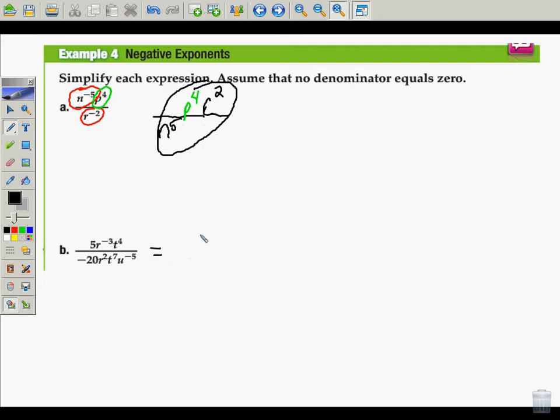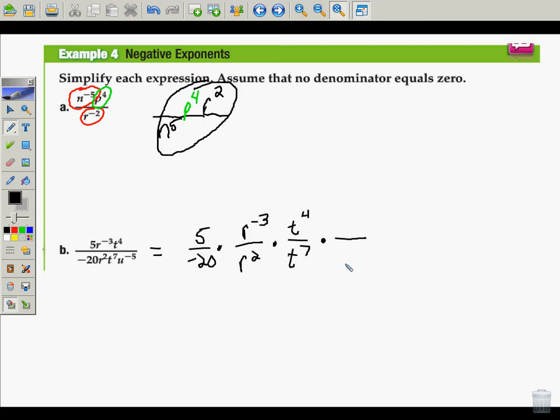And then I've also got my r to the negative 3rd over r to the 2nd. Then I've also got my t's, t to the 4th over t to the 7th. And then I've got my u. Now, I just have u to the negative 5th in the denominator. I have nothing in the numerator.